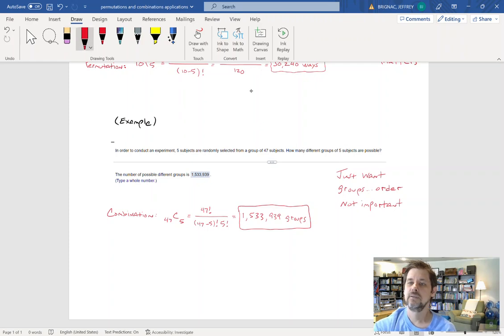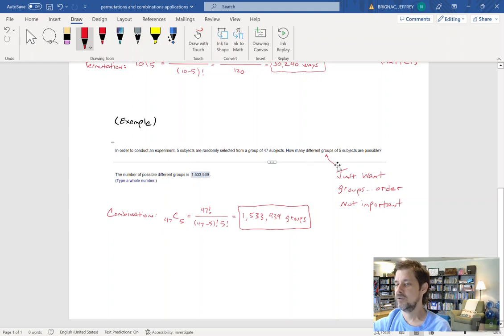Okay, there we go. So what I wanted is to point to this word, groups, right there. So it says, in order to conduct an experiment, 5 subjects are randomly selected from a group of 47 subjects. So maybe these are college students at a university, and sometimes they pay you to be a part of a study. Maybe there's 47 people that are interested, and we're gonna pick 5 of them. So we're gonna pick 5 out of 47. How many different groups of 5 subjects are possible?